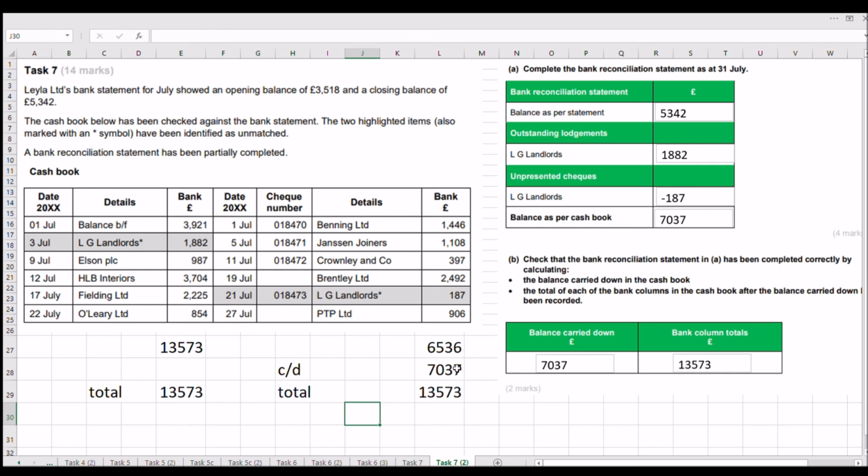So we've got this carried down figure that goes in there, and the totals of our bank columns. They're just checking that you've balanced off your accounts correctly. Now they could have said they want the figure at the 31st of July, which would be a carried down figure as a credit. If it was the figure at the 1st of August, then it would be a balanced down figure as a debit. That's the answer to that question.